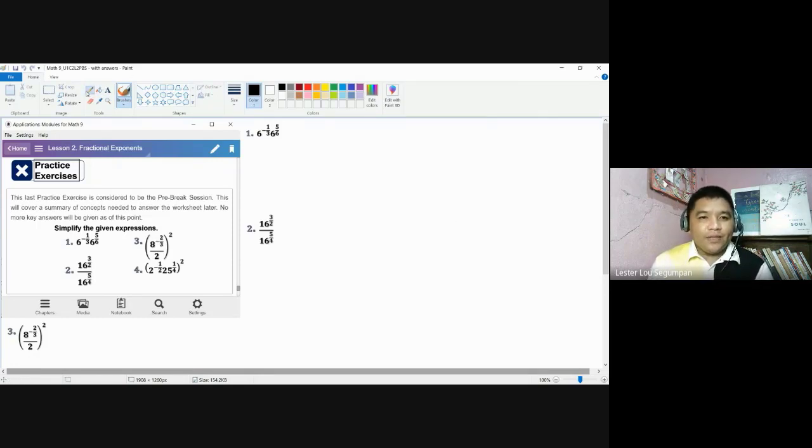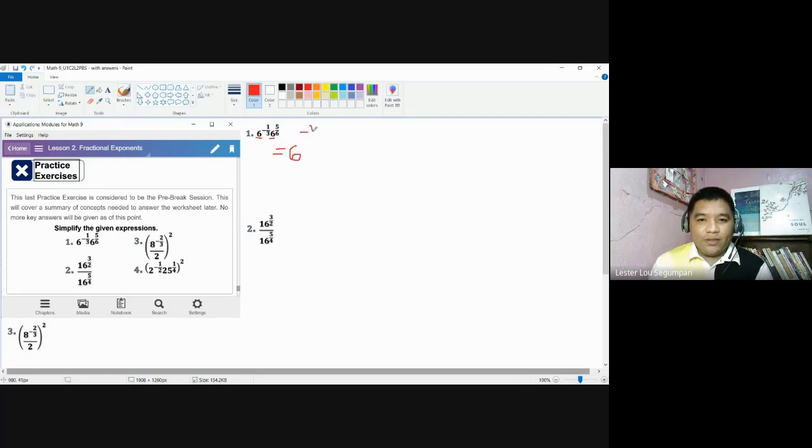Number one here is a combination of two different exponentiations with the same base, 6 and 6. This is under multiplication since there are no other operations separating them. And if that is the case, we are going to use the multiplication law of exponents: if we have the same base, we just copy the base and add the exponents.